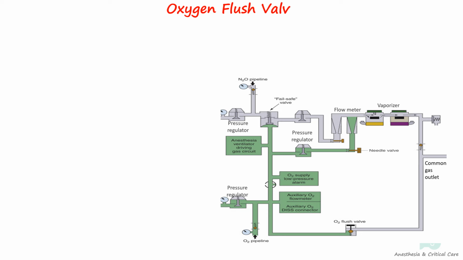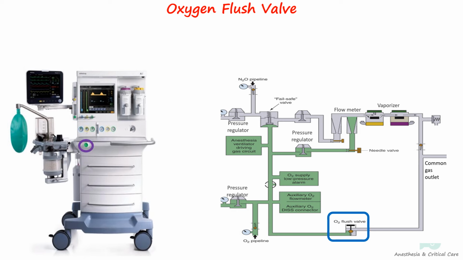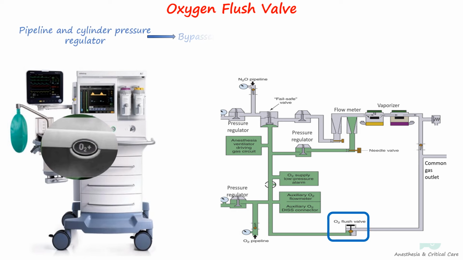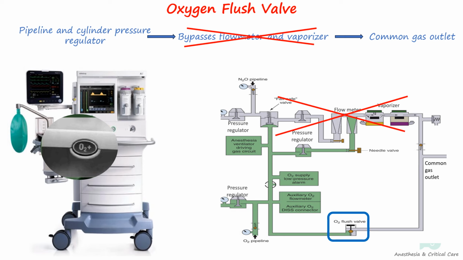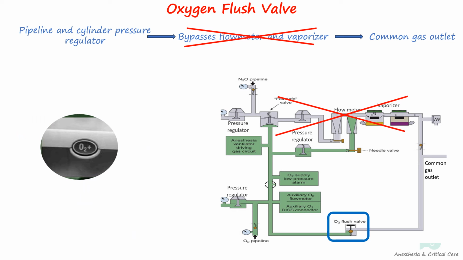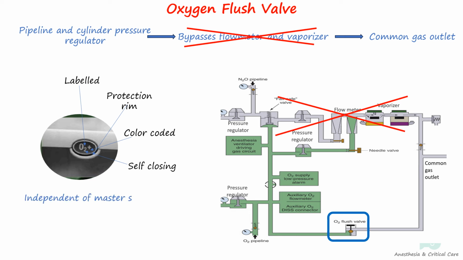The oxygen flush, also known as emergency oxygen bypass, receives oxygen from the pipeline inlet or cylinder pressure regulator and directs a high unmetered flow directly to the common gas outlet. It is commonly labeled O2 and is mounted on the front of the machine for easy accessibility. The self-closing, color-coded flush button is commonly recessed or placed in a collar to prevent accidental activation. On an anesthesia machine, the oxygen flush can be activated regardless of whether the master switch is on or off.